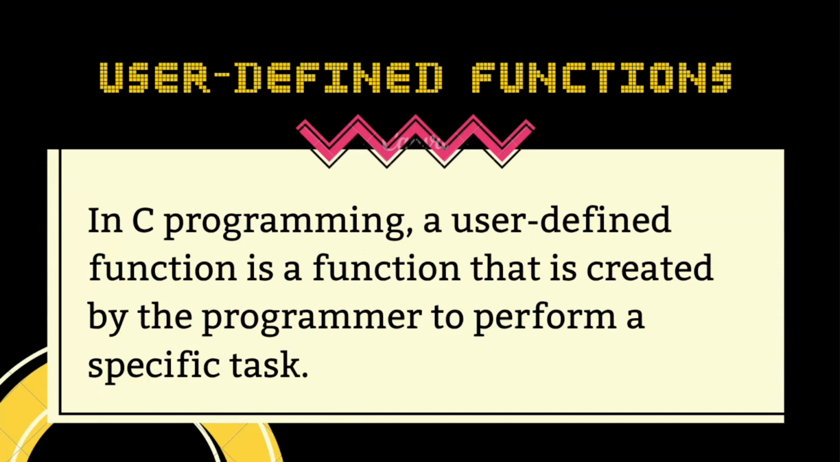In C programming, a user-defined function is a function that is created by the programmer to perform a specific task. These functions are not built-in functions provided by the C language, but are defined by the user to modularize the code, improve readability, and enable code reuse.